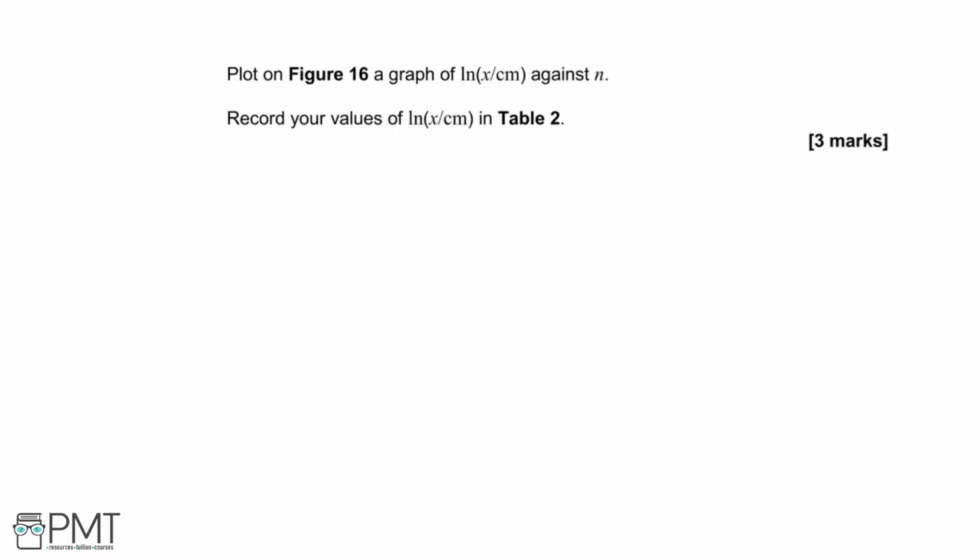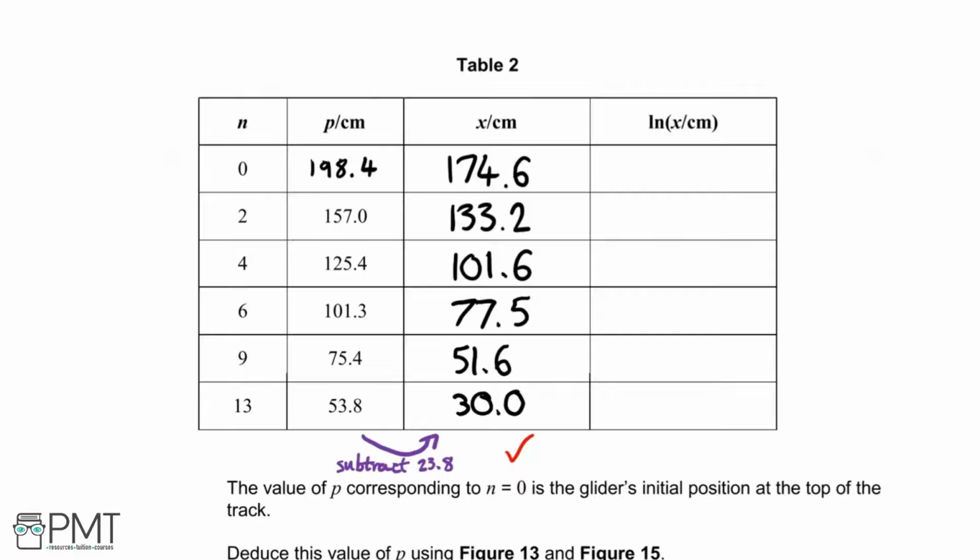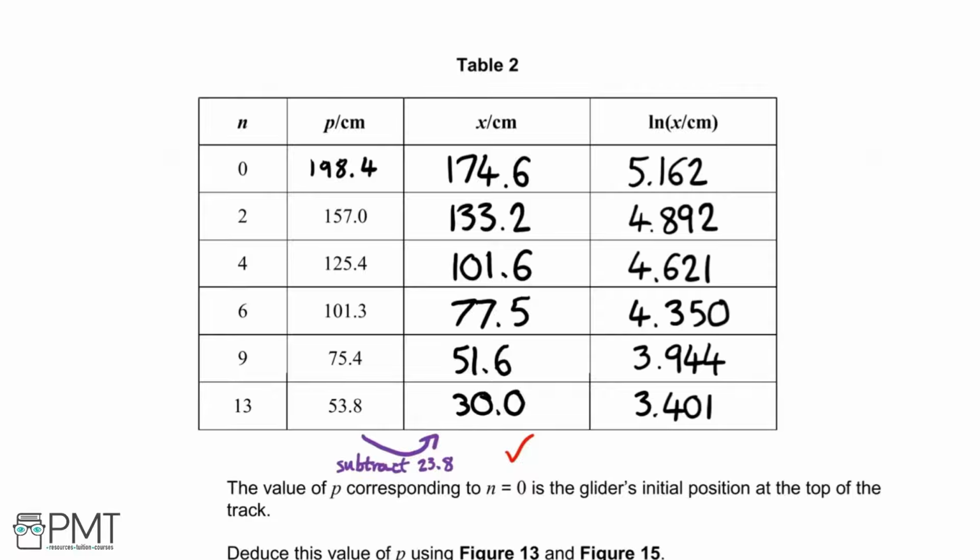Plot on figure 16 a graph of ln x, or the natural log of x, against n. Record your values of ln x in Table 2. So this is a 3-mark question. We need to first of all make sure that we calculate those values correctly. So using a calculator, find the natural log of all of those x values. So your first mark for that question will be for correctly calculating the natural log values.